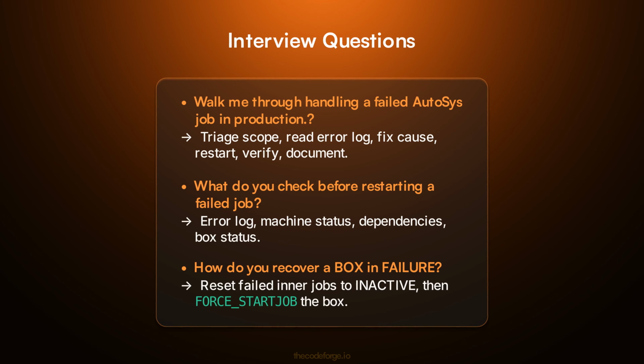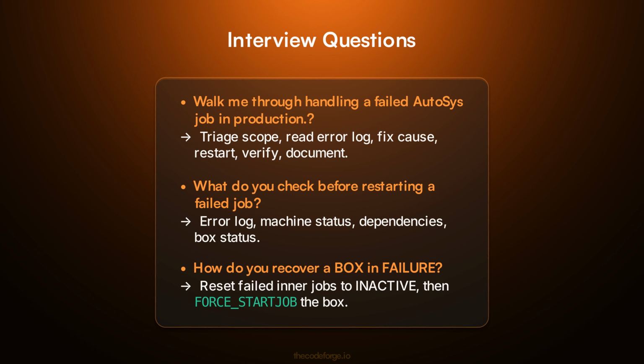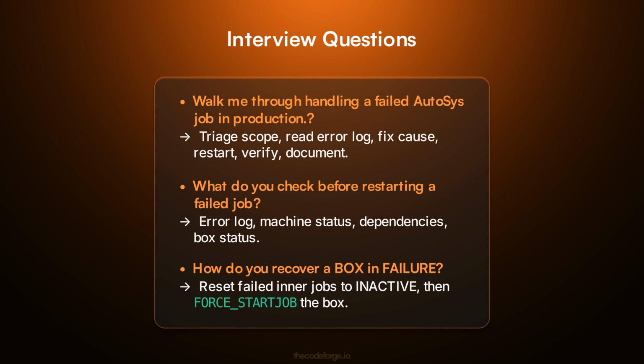Let's run through some common interview questions. Walk me through handling a failed AutoSys job in production. Triage scope, read error log, fix cause, restart, verify, document. What do you check before restarting a failed job? Error log, machine status, dependencies, box status. How do you recover a box in failure? Reset failed inner jobs to inactive, then force start job the box.